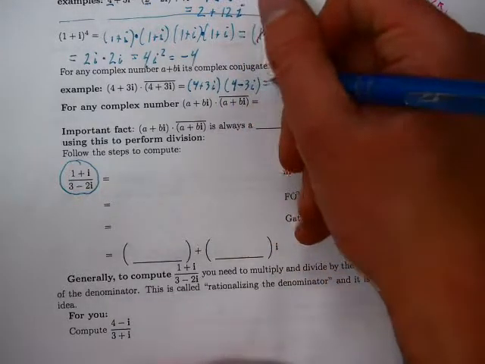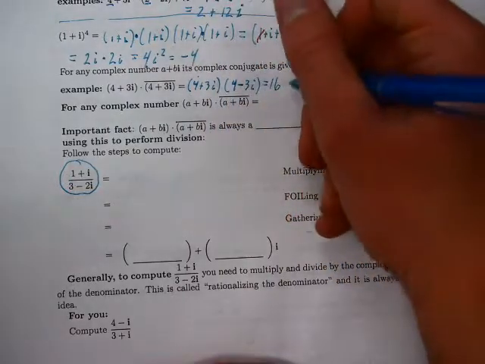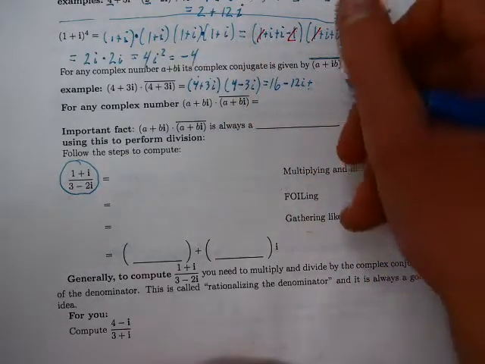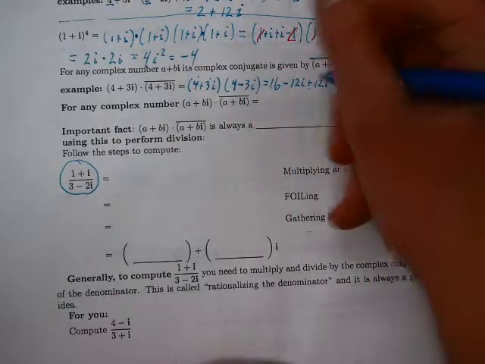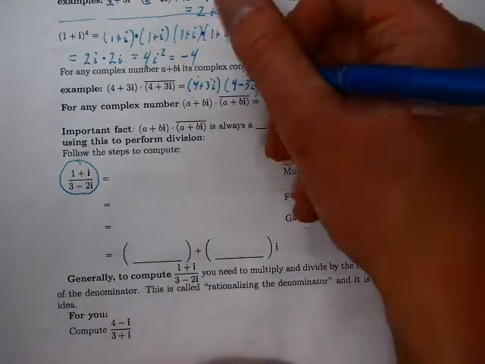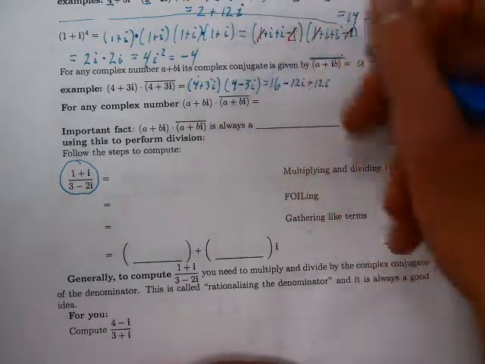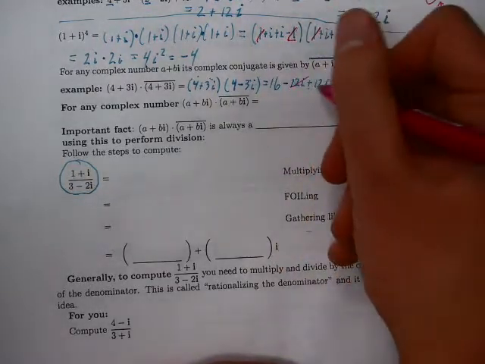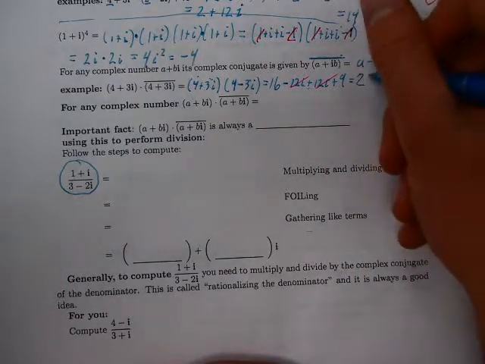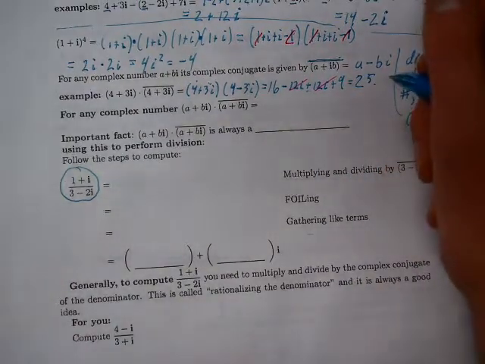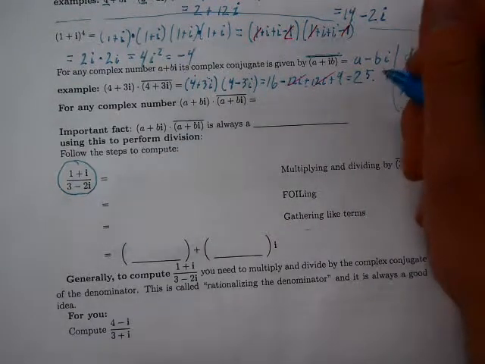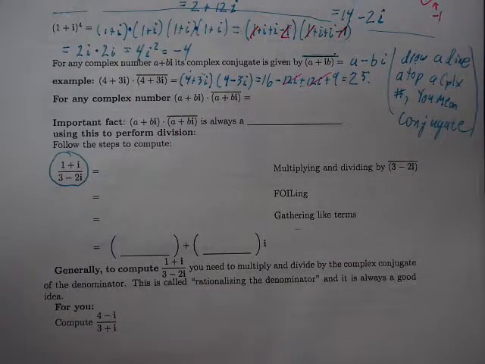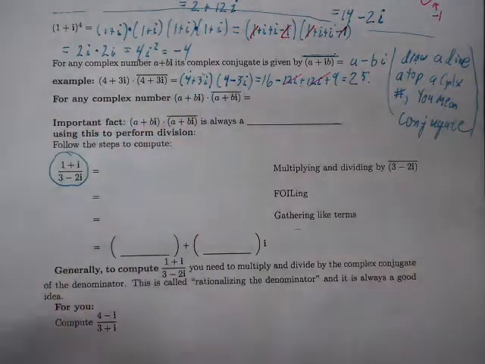4 times 4 is 16. 4 times minus 3i is minus 12i, plus 3i times 4 is 12i. 3i times negative 3i is minus 9i squared, and then there's an i squared, so there's an extra 9, equals just 16 plus 9, also known as 25. So there's a cool fact that is apparent from this. A plus bi times the conjugate of a plus bi is always real, and in fact, we can even write down what real number it is.